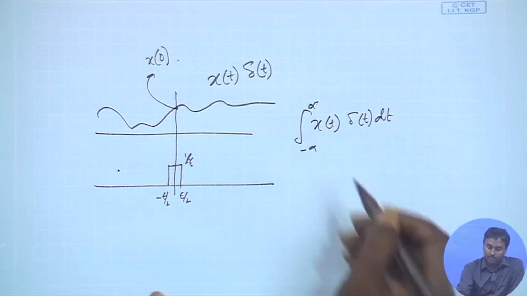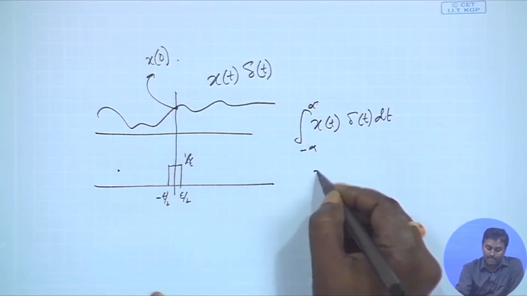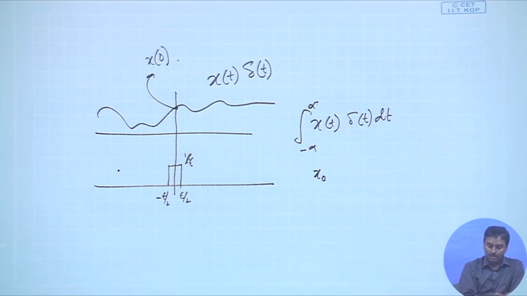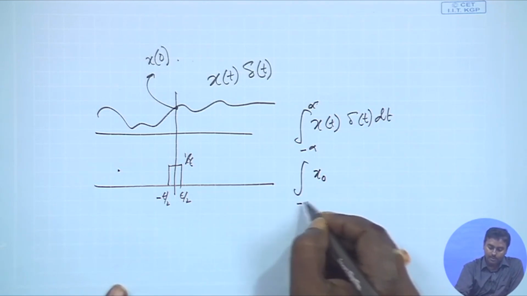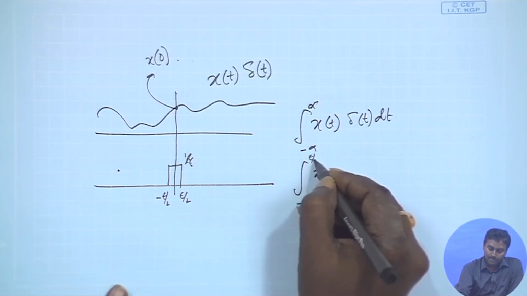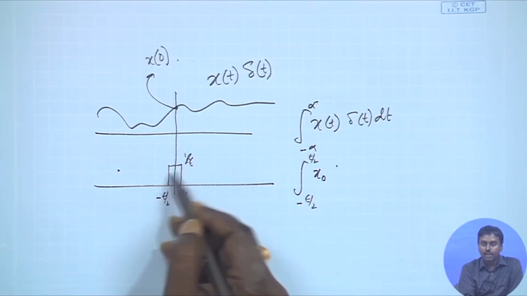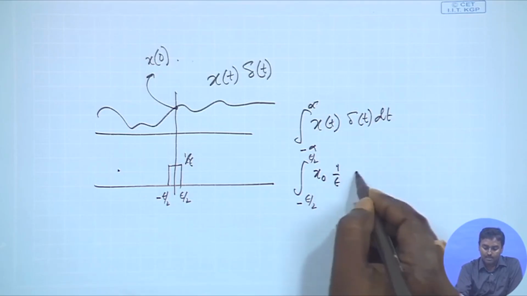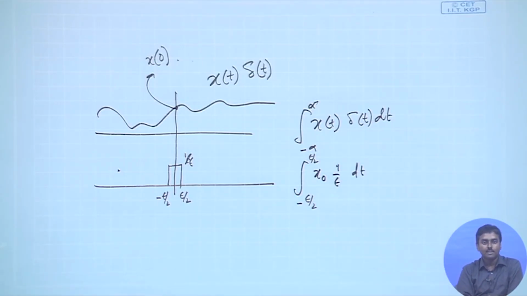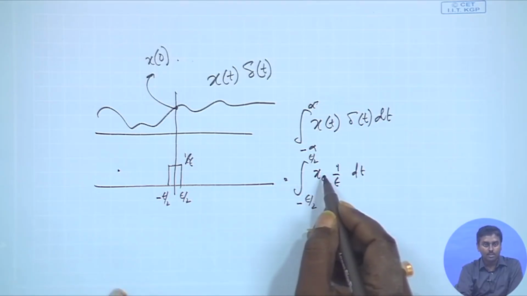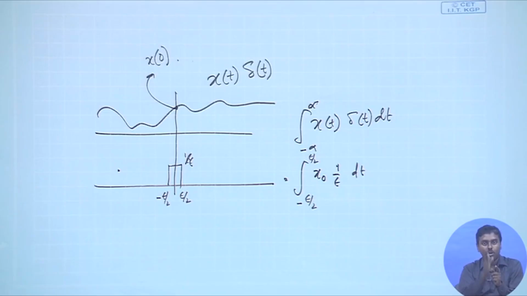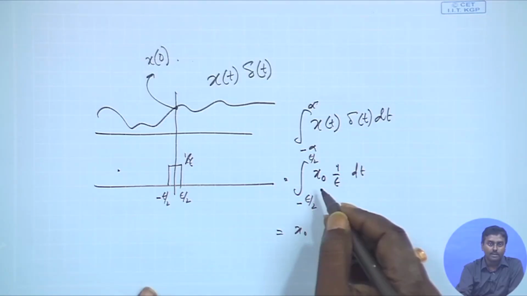So, what can I do? I can write that it will be taking the x0 value everywhere, and this integration has to be done from minus epsilon by 2 to plus epsilon by 2. Within this, what is the value of delta t? That is 1 by epsilon. So, this should be the integration. x0 is now a constant, because I have already said that if epsilon is sufficiently small, x t is not varying around that value. So, x0 goes out and again I get 1.